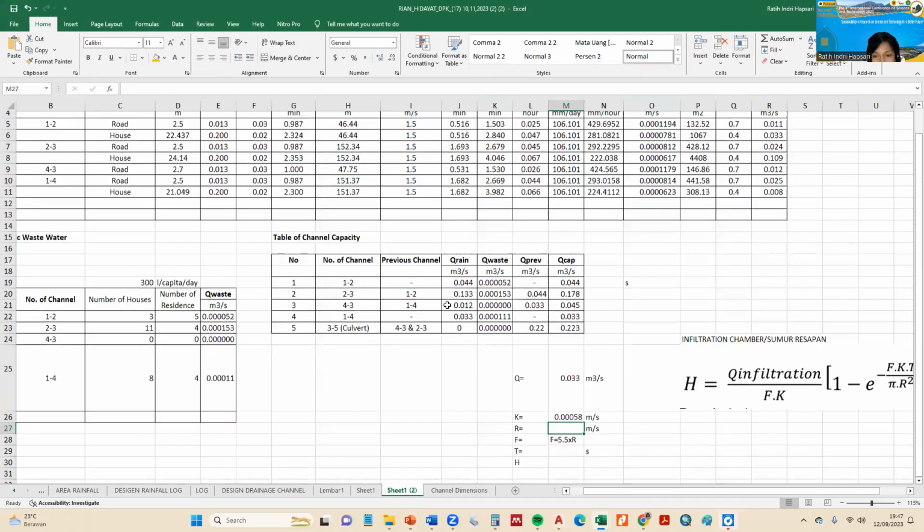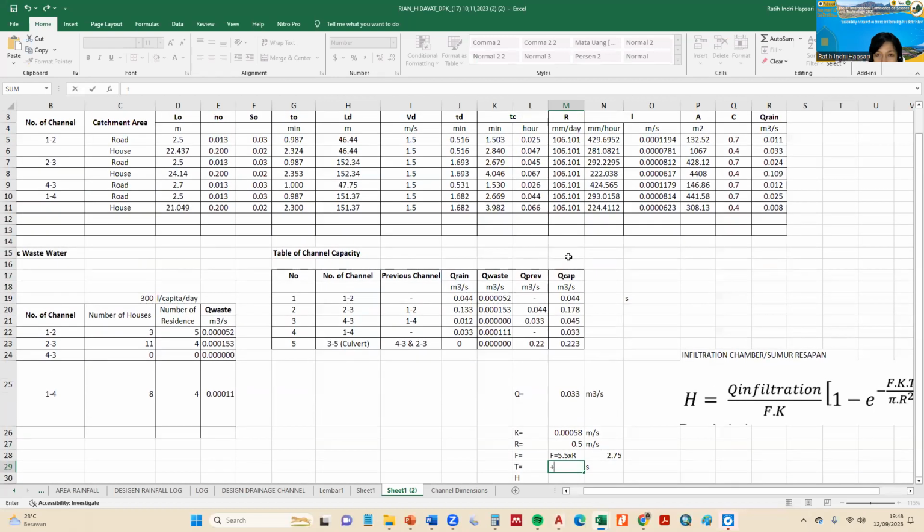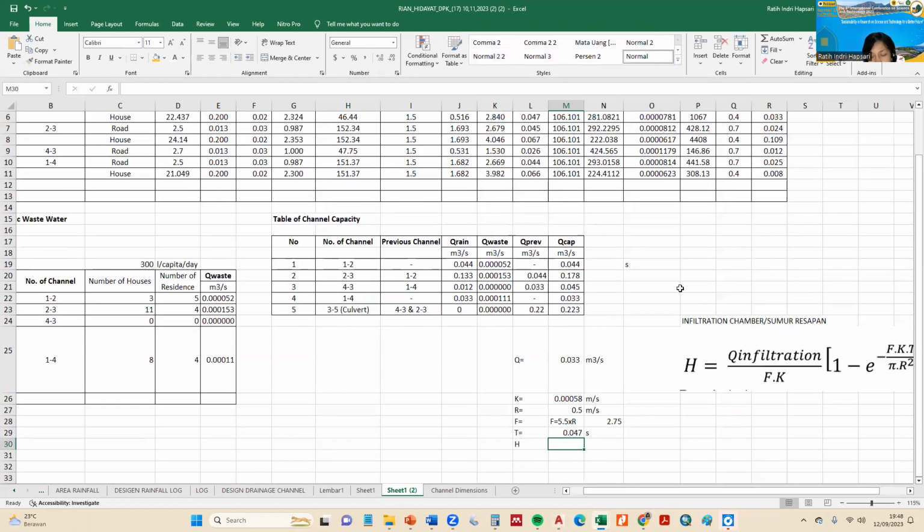0.0056 meter per second. R is the radius of the chamber. I will give 1 meter. Then F is the geometrical factor, equals 5.5 times 2.75. This is constant. T is the concentration time, but the unit is in second. So we have 2.84 minutes, times 60. We got 170 seconds.